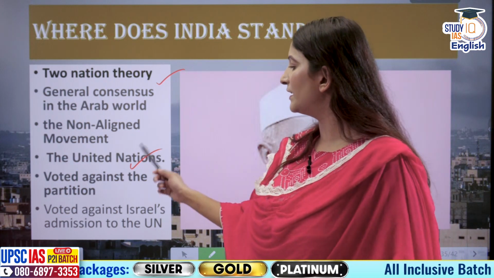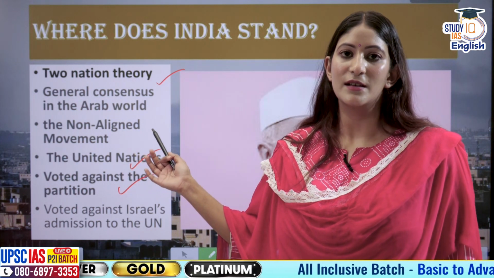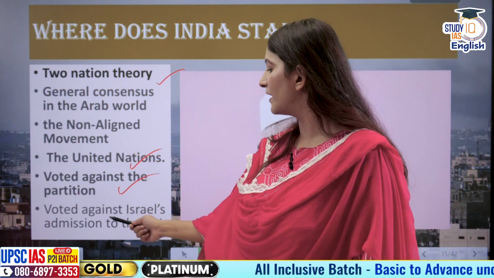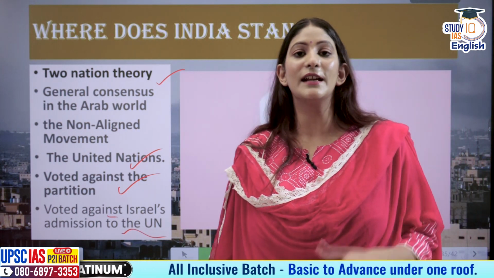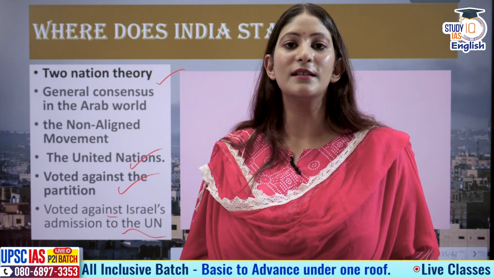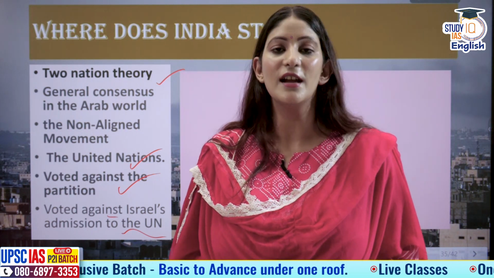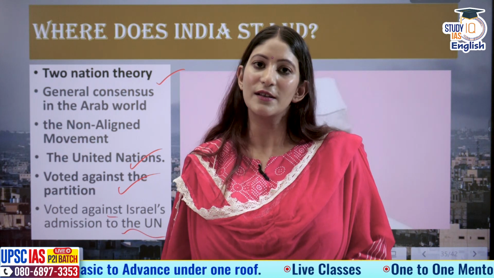Then we voted against the partition. India voted against the partition plan. Then we also voted against Israel's admission to the United Nations. This was our initial stance. We didn't want to be aligned. We didn't want to be seen as siding with one country. We were very against the two-nation theory. This was our first stance.